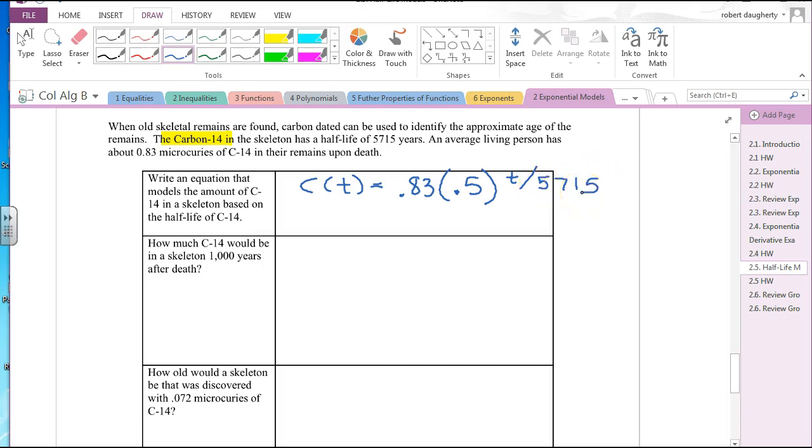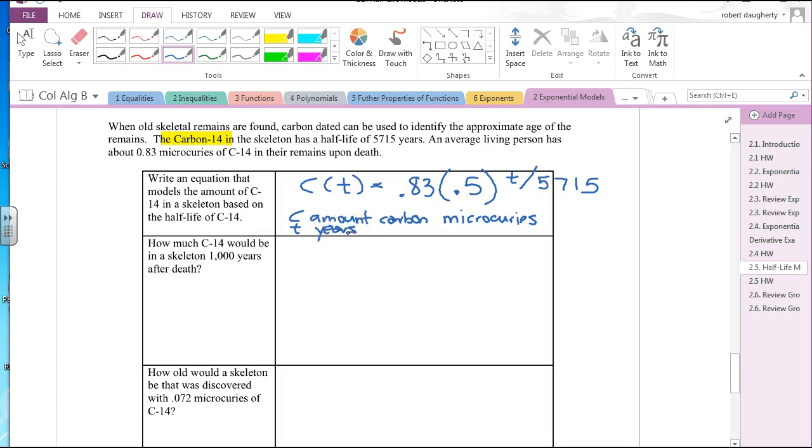And now I just need to define these variables. So C, that is the amount of carbon measured in what? Microcuries. You don't have to know what those are. You just write, it tells you, okay, it's 0.83 microcuries. So C is the amount of carbon in microcuries. My unit of time, what am I measuring time in here? Years, okay.